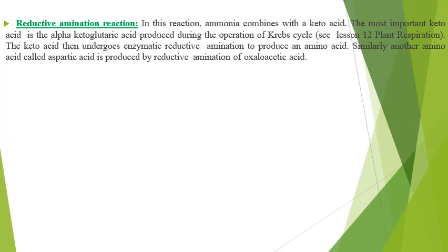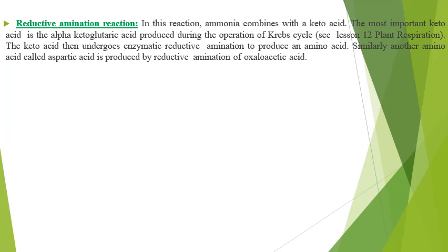Reductive amination reaction. In this reaction, ammonia combines with a keto acid. The most important keto acid is alpha ketoglutaric acid, produced during the operation of the Krebs cycle. You can see this in chapter 12 of level 2, respiration. The keto acid then undergoes enzymatic reductive amination to produce an amino acid.